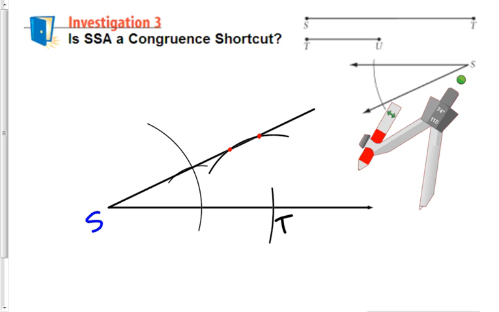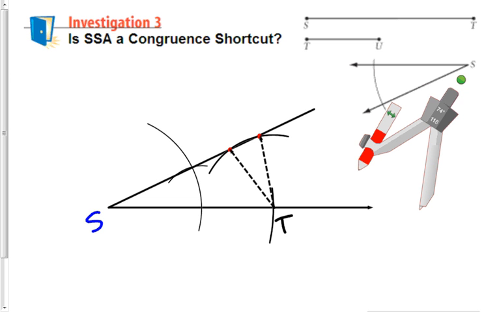I could come up with a triangle that went from T to this point, or I could come up with a triangle that went from T to this point. Those are two different triangles. And this is the first time that we're seeing this. In the two previous investigations, the parts that were given to us resulted in one triangle that could be constructed. But now in this investigation, the parts that are being given to us result in two different triangles being constructed.